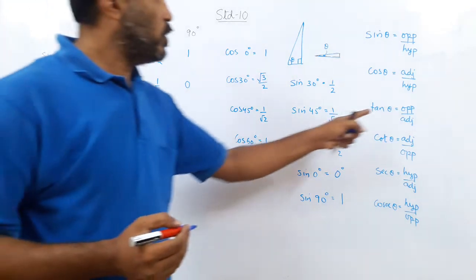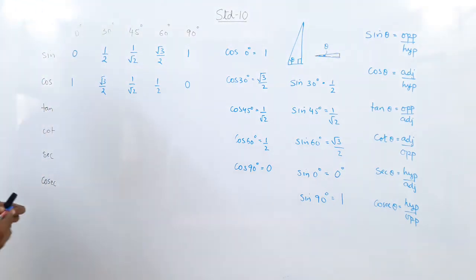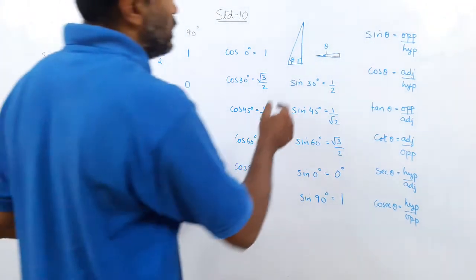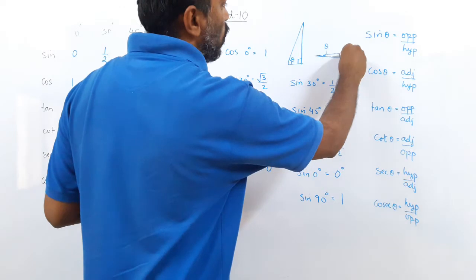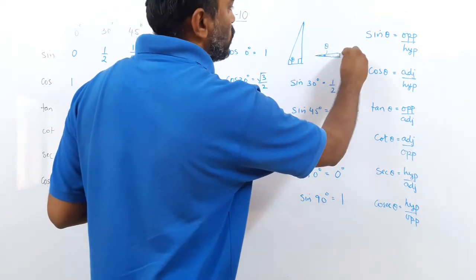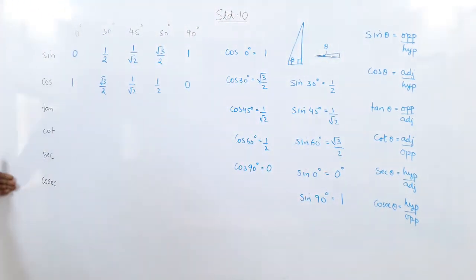Now tan is what? Opposite upon adjacent. We'll have to find the values, but for that, we'll have to go to some other place. Tan is opposite upon adjacent. So when the angle is smaller, the opposite side is smaller, adjacent is bigger. But we will come to this table later on, because before that we have to do something else. We have to find some relations between the trigonometric identities. So first we will do that.